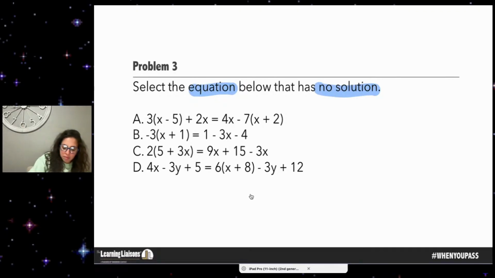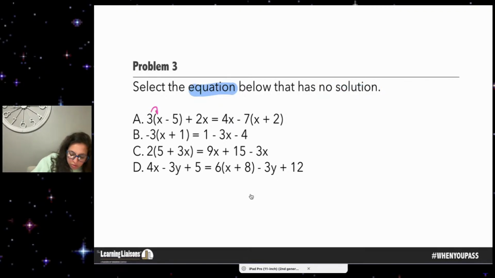So I am going to start solving each one of these and simplifying the left and the right to kind of get them to be equal on each side. I'm going to have x's on both sides and I'm going to have constants on both sides. And I'll show you what I mean by that. So A, I'm going to solve pink.